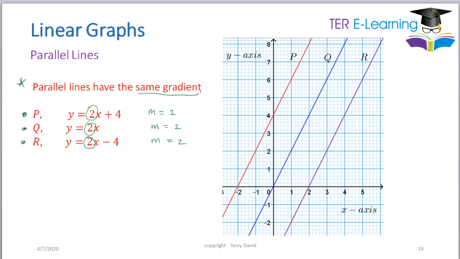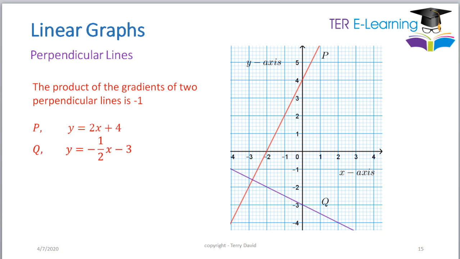Now, there's another concept that you need to know, which is about perpendicular lines. Now, this is the one that some students have a little trouble with, right? Now, I have 2 lines here. I have P and I have Q. This is line P and this is Q. On the graph, this is P and this is Q. Now, when we say 2 lines are perpendicular, what that means is that when they cross each other at 90 degrees. This angle here is 90 degrees.